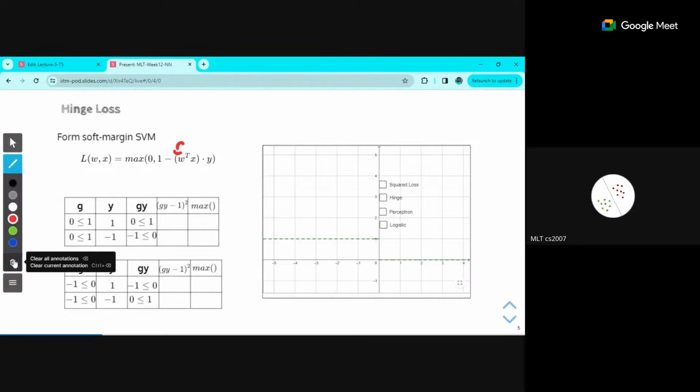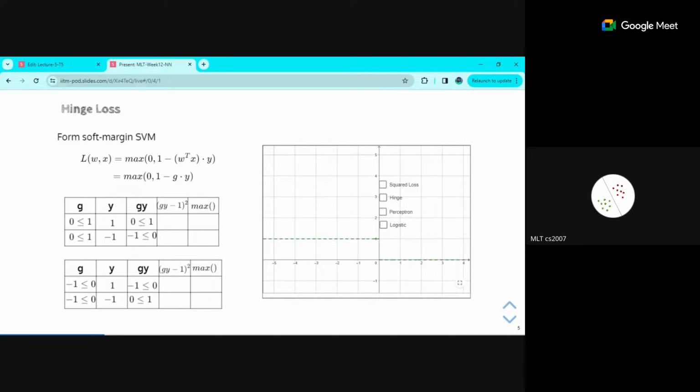I'm just repeating the same table from the previous slide used for the squared loss. Here you can see the same setting. I haven't changed anything, the setting remains the same, I'm just repeating the values. So here it is 1, 0. Can you tell me what will be the value here? 1. Why is that 1?